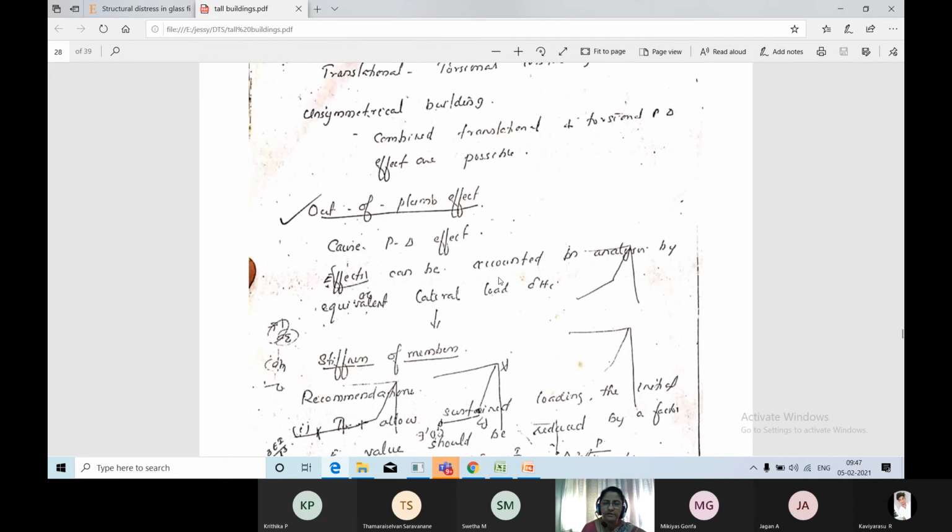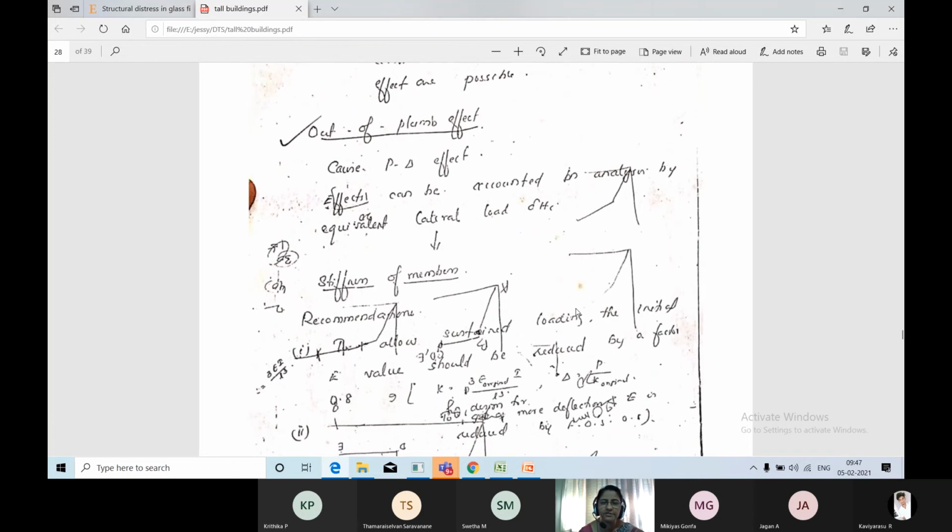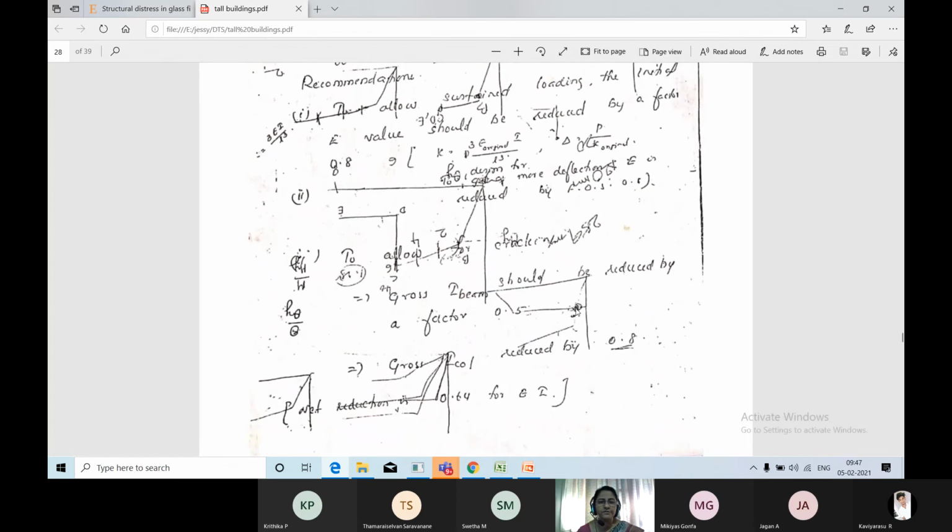That will cause another P delta effect in the structure, at the bottom of the structure. So a stability check has to be done, whether all the vertical elements are in proper alignment. The axis should be correct, otherwise the load transfer will be different. Because of that, an additional moment will come. All this will affect the failure of the structure.